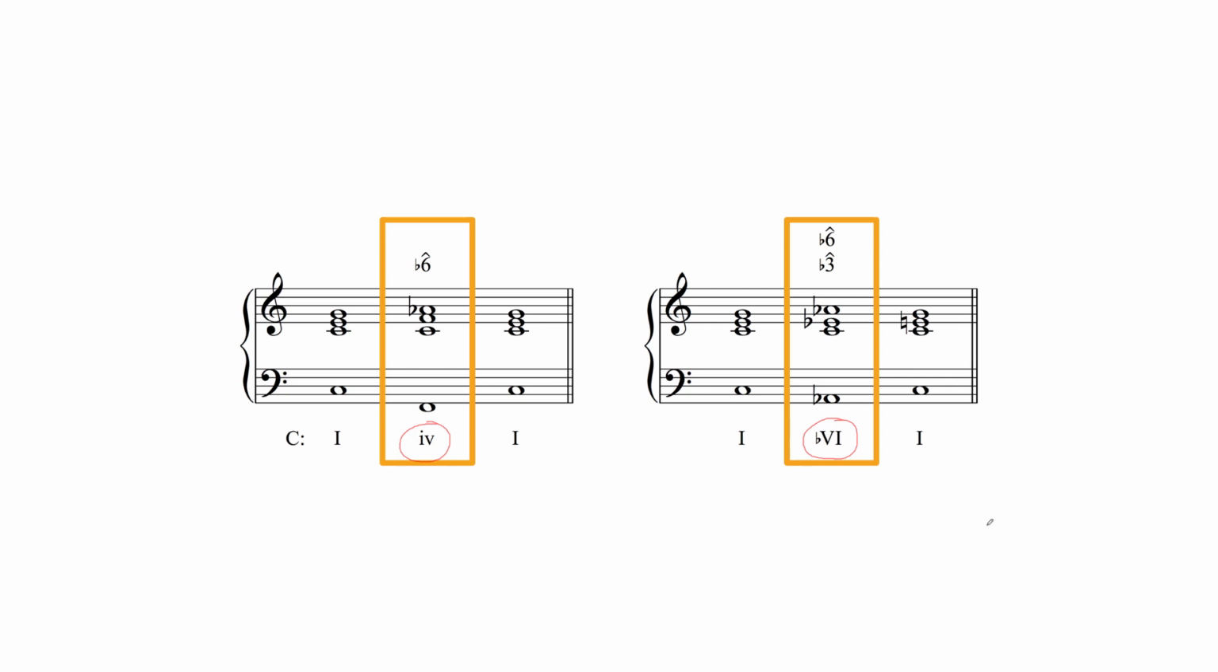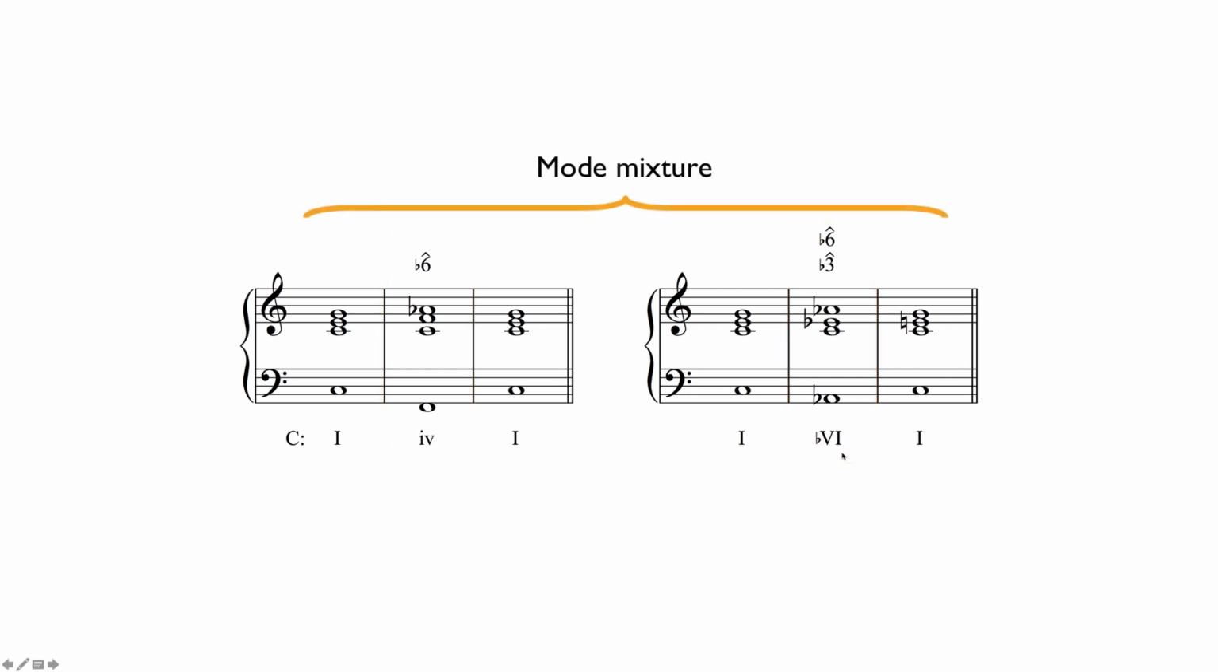This process doesn't change the functionality of the chords. The 4th degree is still the subdominant chord and the 6th degree is still the 6th degree, only with a different sonority. If we do that, we call the process of doing this mode mixture, and the changed chords borrowed chords. They are borrowed from the parallel minor.